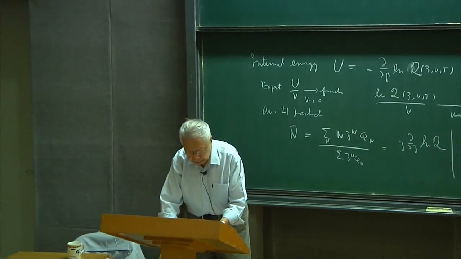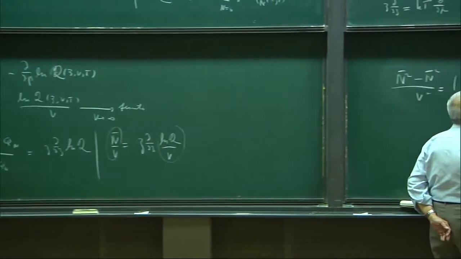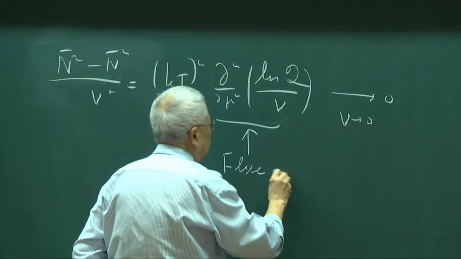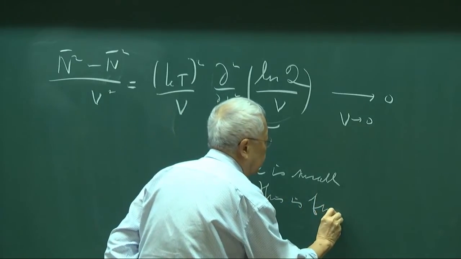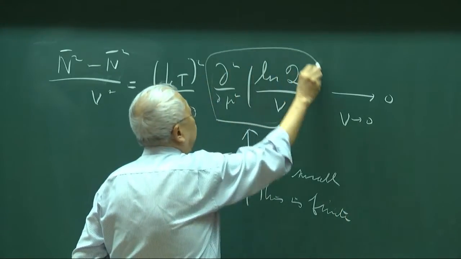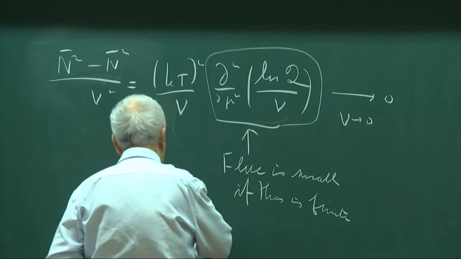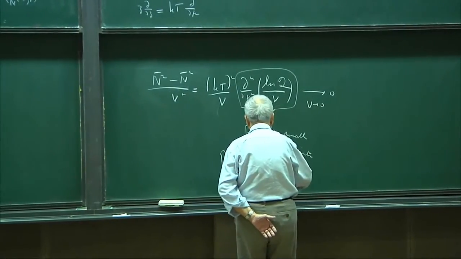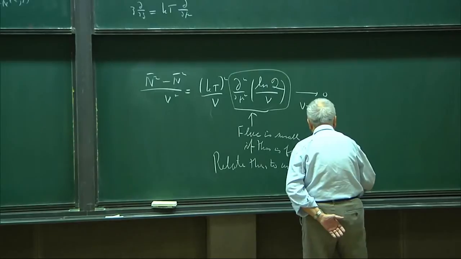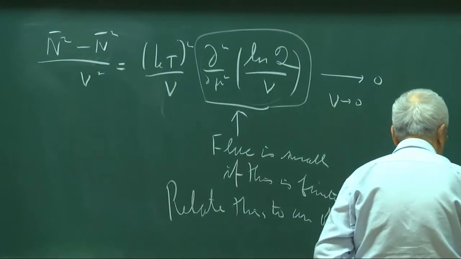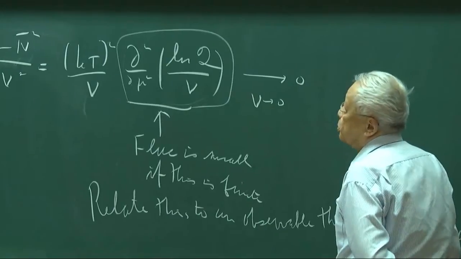In order to do that, the fluctuation is small if this is finite. To show that this is finite, we have to relate it to some observable thermodynamic quantities. So we should relate this to an observable thermodynamic quantity. Then we can tell whether it is finite. And that will be an interesting exercise, and that's what I'm going to do next.